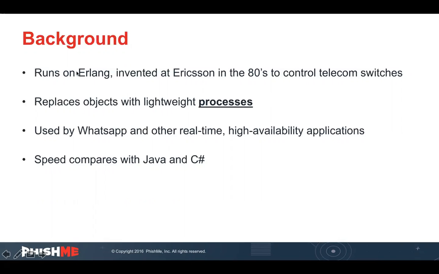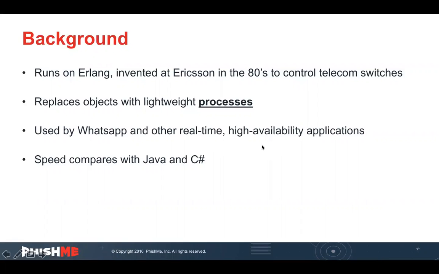So one of the main differences with Elixir is that we replace the idea of objects, so a whole bunch of things hanging around, with these things called processes, and these are all these instructions that are running at the same time. WhatsApp is a company that uses Erlang, and it currently has 1 billion users and was acquired for $19 billion. They've written a lot about how they're able to use it to provide a real-time service.